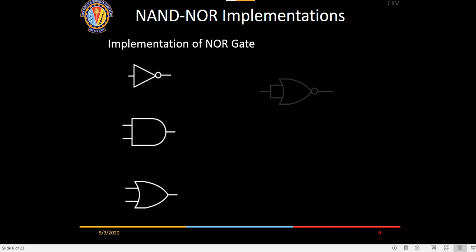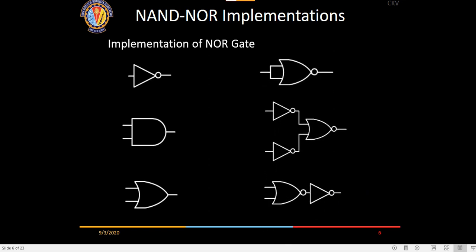Similarly, all the gates can be synthesized using a NOR gate also. You short both the inputs and it will give an inverter. This is a NOR gate, so for 0, 0 it is NOR, so it will give 1. For 1, 1, it's not of OR, so it will give 0.